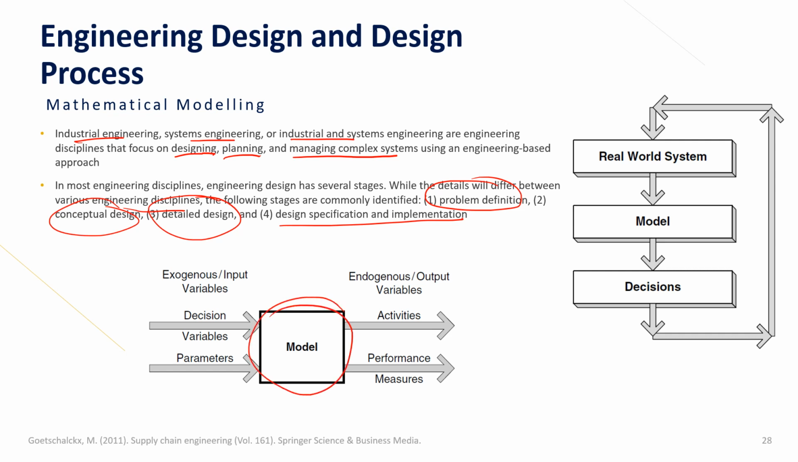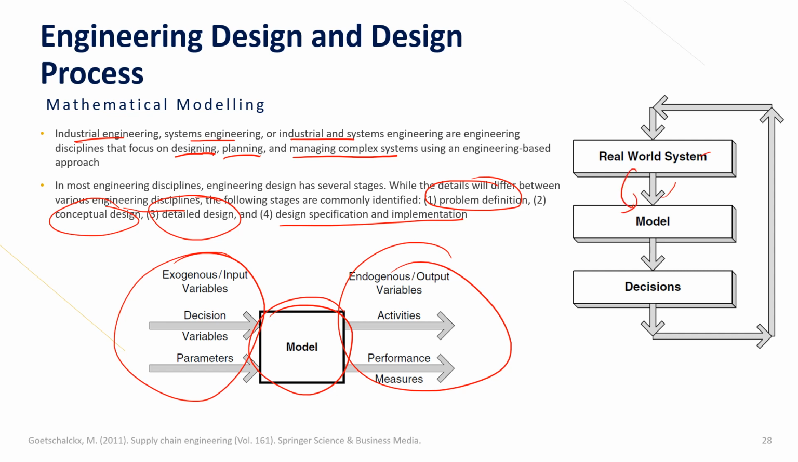Models, as you see in these pictures, have several inputs and then generate outputs. As you can see here, in an engineering approach we normally create a model of real world systems in order to assist us in making decisions.